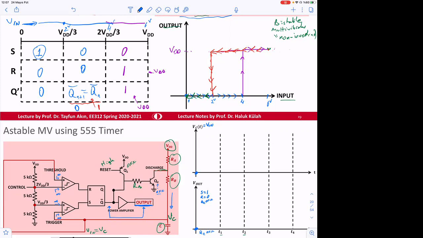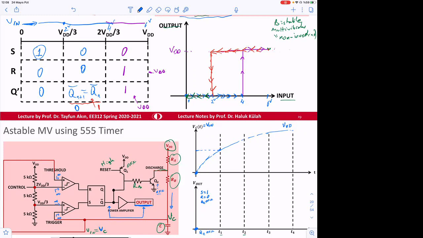And what is the goal of the capacitor? The capacitor wants to go to VDD. But when it wants to go to VDD, what is the capacitor? Capacitor is V in, right? So V capacitor is equal to V in. So until V in goes to 4 volt, nothing will change. The state of the circuit will remain the same.